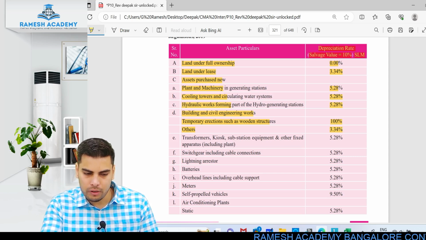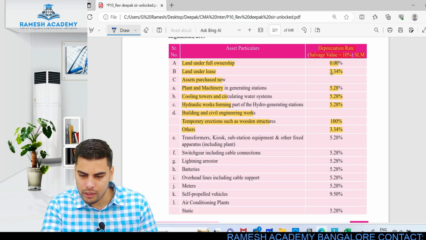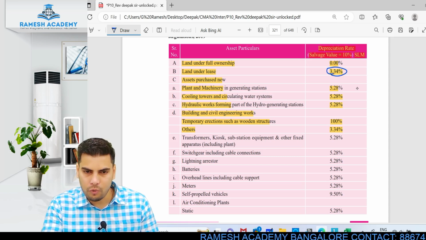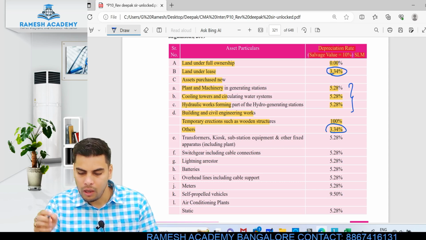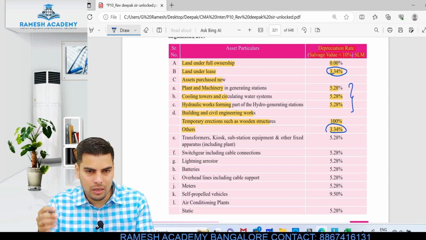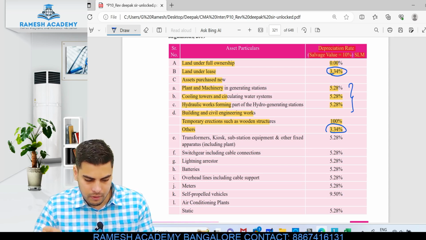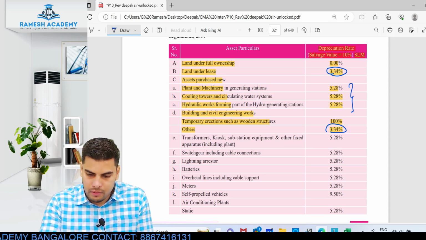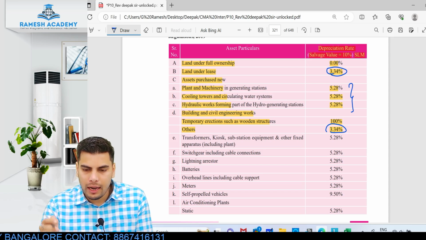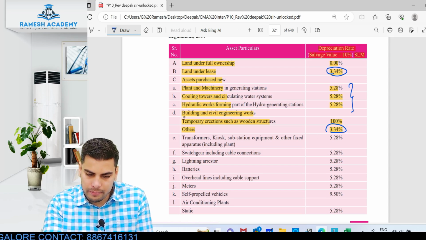Otherwise it is 3.34, the same thing we charged over here for land. Land 3.34, machinery it would be 5.28, and again 3.34. In the majority of cases, it is 3.34 and 5.28. That is the rate of depreciation. Clear? So 3.34 for land and then 3.34 for building, other than temporary structure.